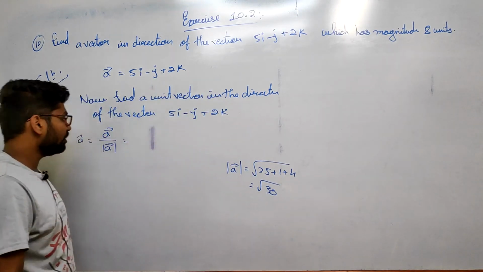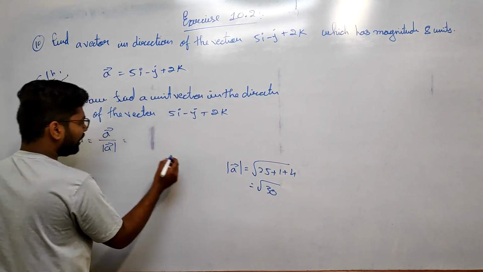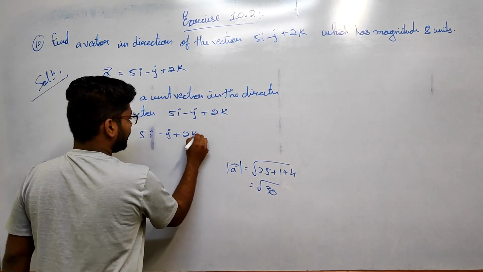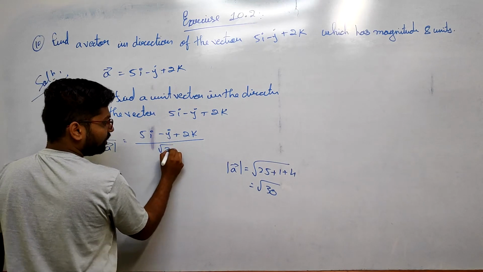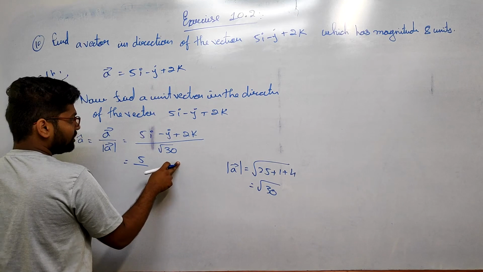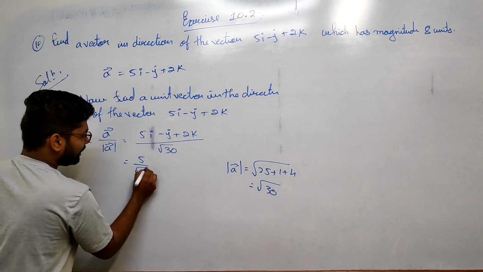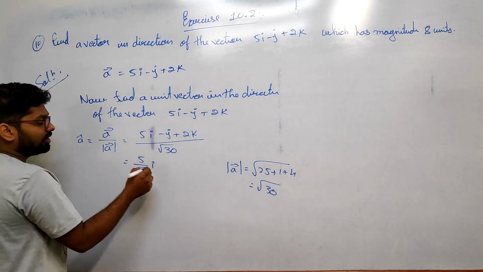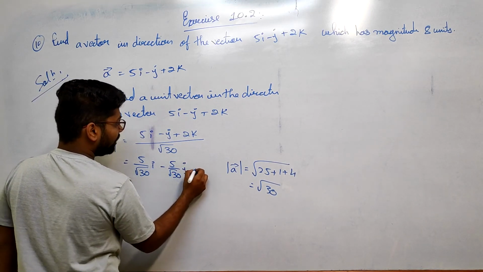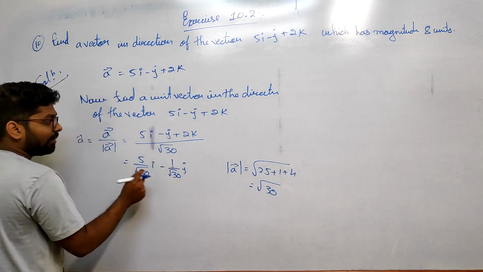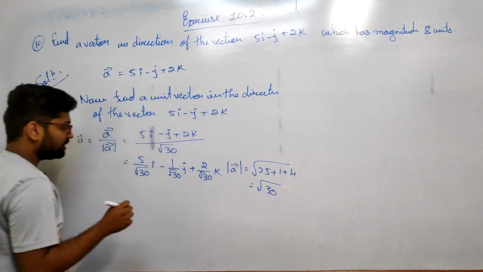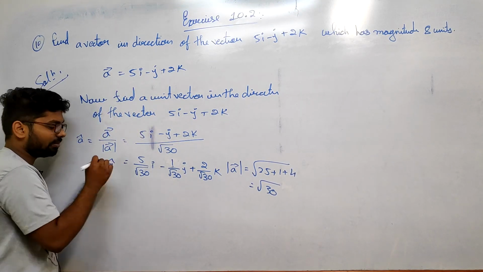So therefore this is root 30 and we can write it as 5i minus j plus 2k divided by root 30, which is nothing but 5 by root 30 i minus 1 by root 30 j plus 2 by root 30 k. Now this is your unit vector. This is our unit vector.